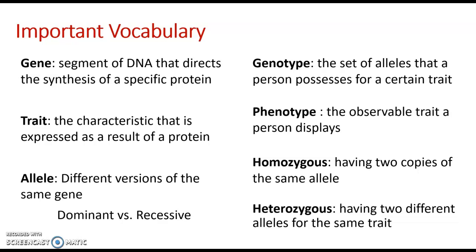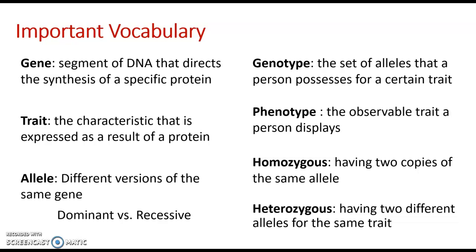So first one we've seen before, a gene, which is the segment of DNA that directs the synthesis of a specific protein. So a gene could code for hair, skin color, nose size, ear size, eye color, that kind of thing. All of the proteins that we've talked about that are making up all of the tissues within our cells, all of those are coded for by specific genes.